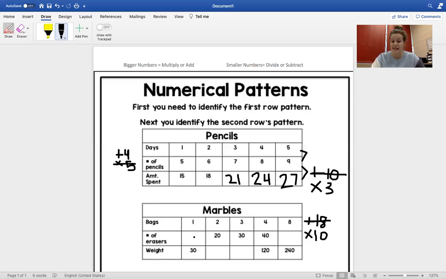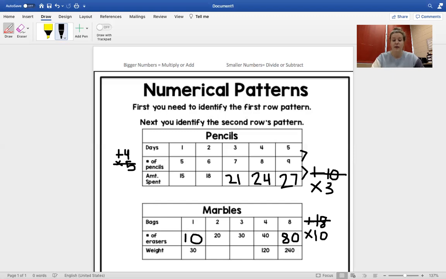So we need to fill in these boxes on the second row. 1 times 10 is 10. So the number of erasers in one bag is 10. So that means that the number of erasers in 8 bags is going to be 80. Great job.